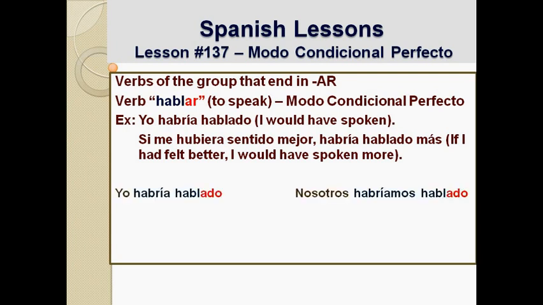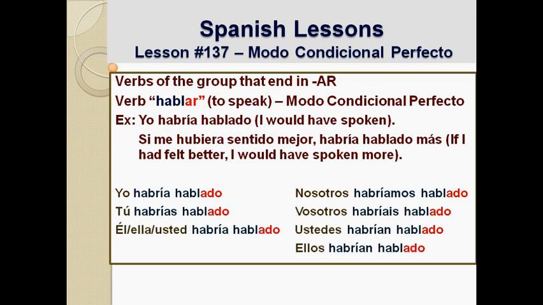So let's begin with the first subject pronoun, the pronoun I or yo. Yo habría hablado. Tú habrías hablado. Él habría hablado, o ella, o usted habría hablado. Nosotros habríamos hablado. Vosotros habríais hablado, for you would have spoken. Ustedes habrían hablado. Also, you would have spoken. Ellos habrían hablado. They would have spoken.